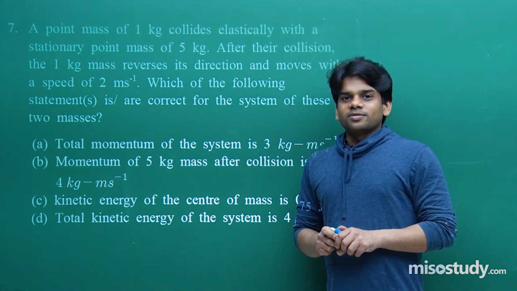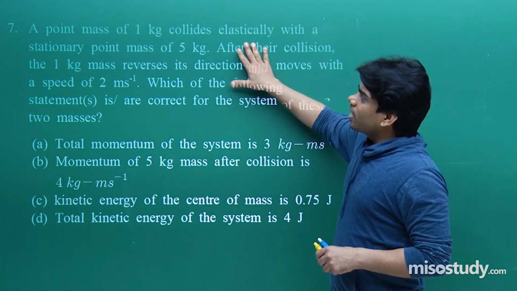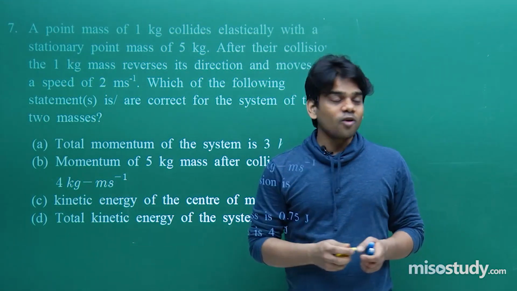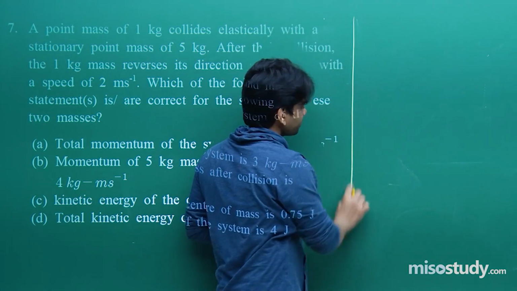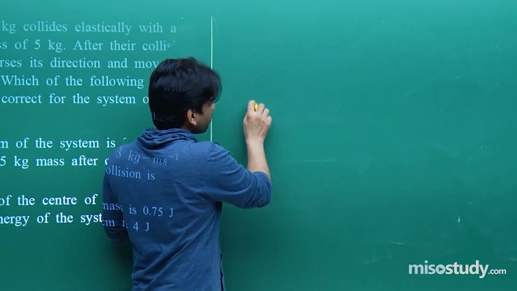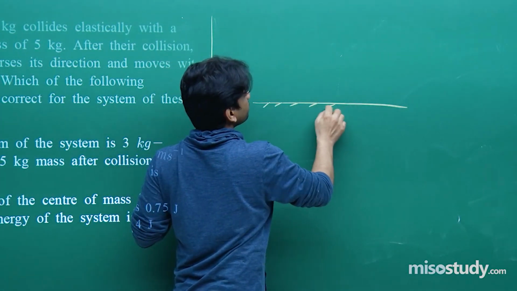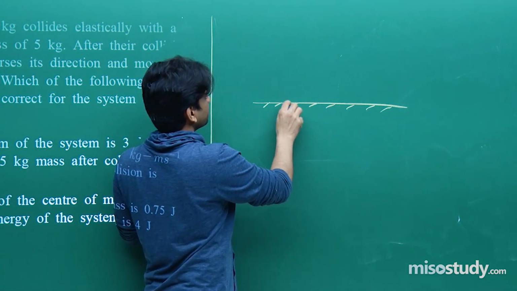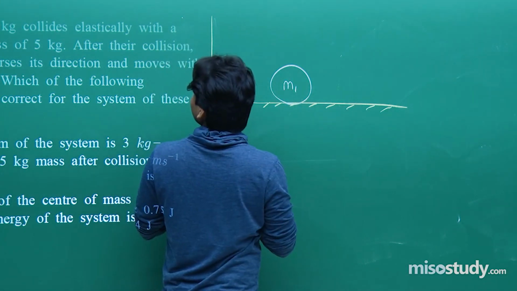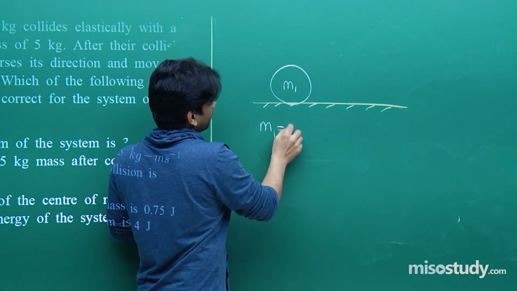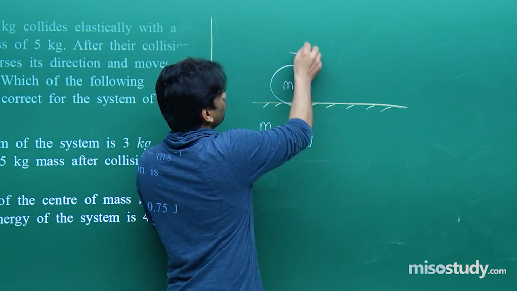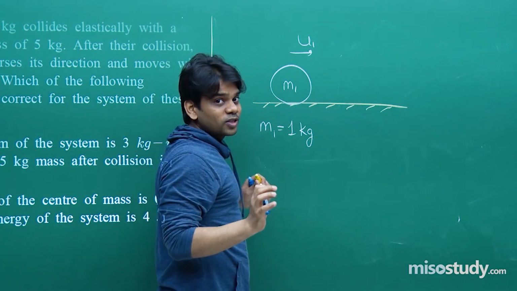First of all, try to understand how to do this. It says that a point mass of 1 kg collides elastically with a stationary point mass of 5 kg. See here how we are going to do it. We are going to have two point masses which are going to collide with each other elastically. Let's say I have taken this as one point mass, its mass is m1, that is given as 1 kg. Let's say it is moving with an initial velocity u1. We don't know its value, it has not been given to us.